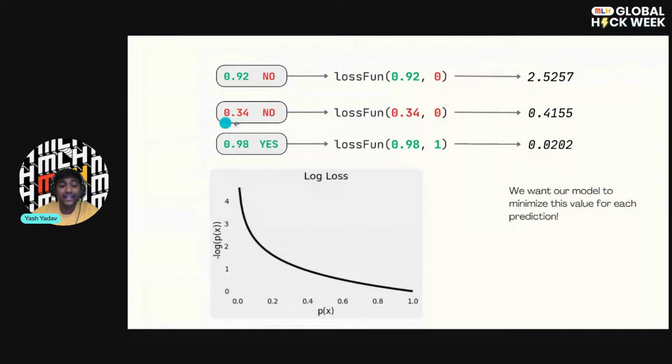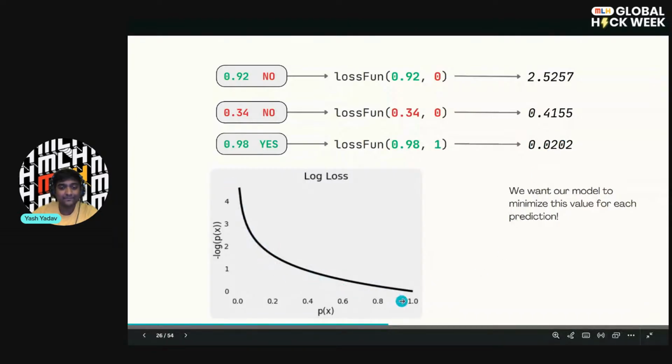If our model is uncertain but correct, we still want to punish it somewhat, but not a lot. We still want to punish it a bit. And if our model is confident and it's correct, then we don't really want to punish. Our error rate is going to be really low. So these are the values that we want to optimize for.